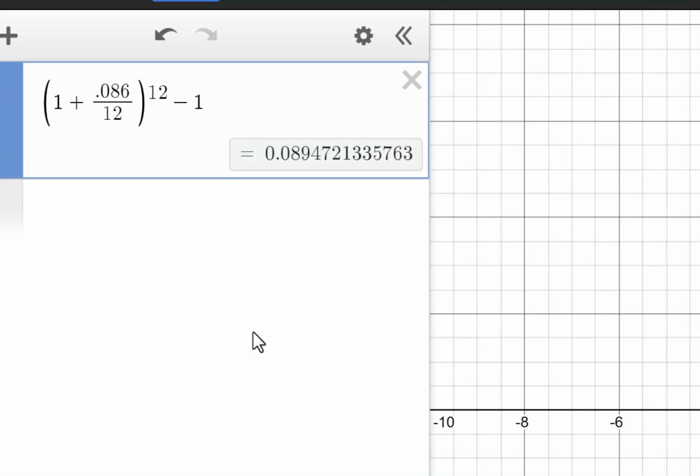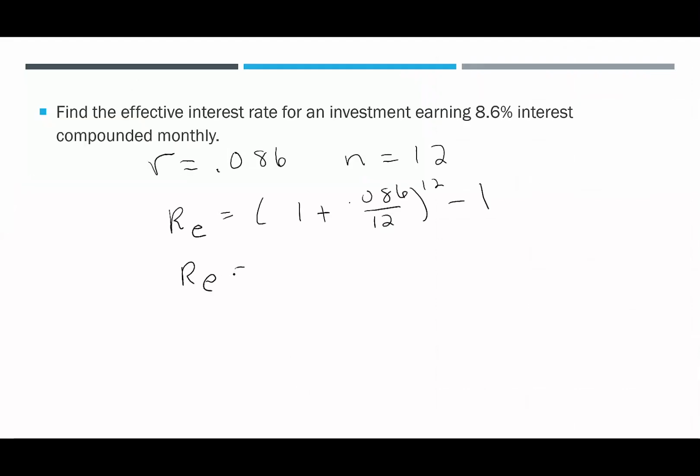This says we have 0.08947. As you're computing effective annual interest rates, you want to use a lot of decimal places. Let's say 4 or 5 at a minimum. So our R sub E is 0.08947, which we can write as 8.947%. We can see it's slightly higher than the stated rate of 8.6.